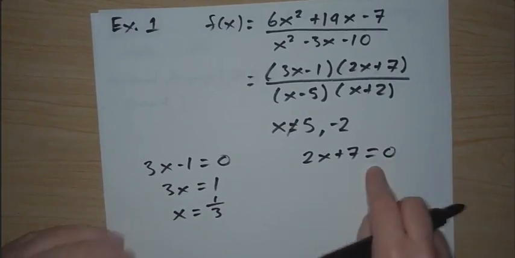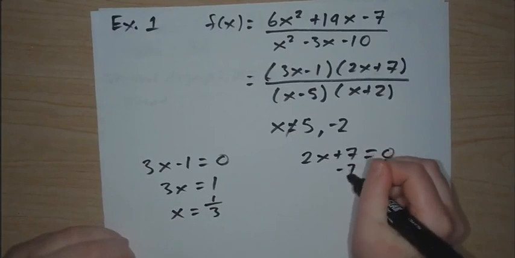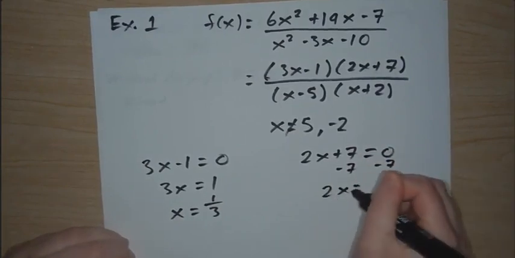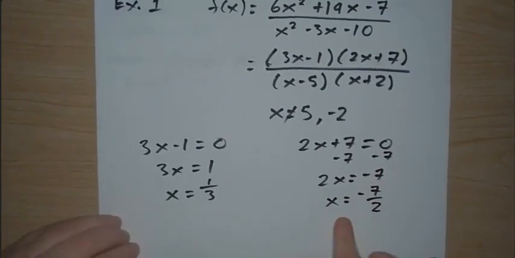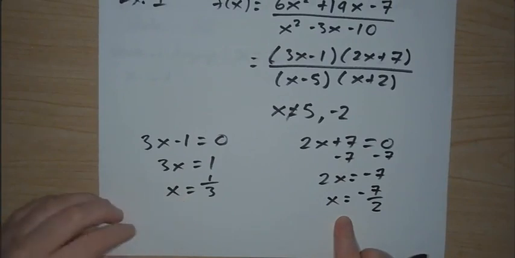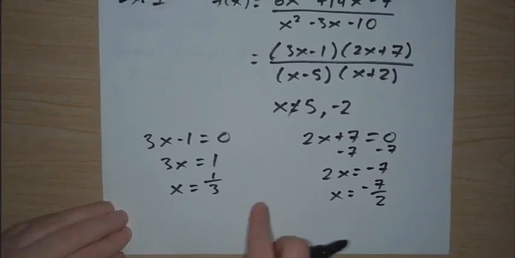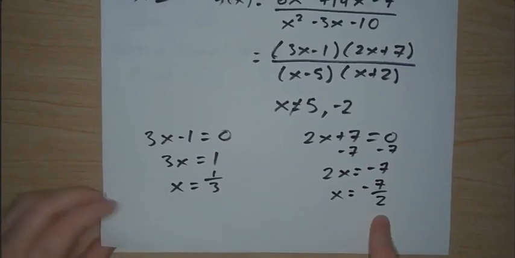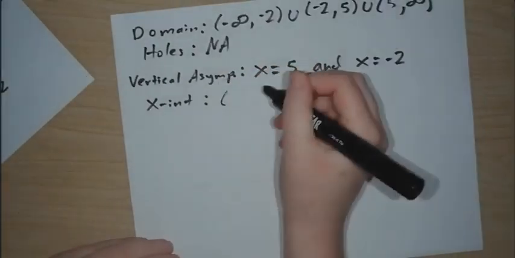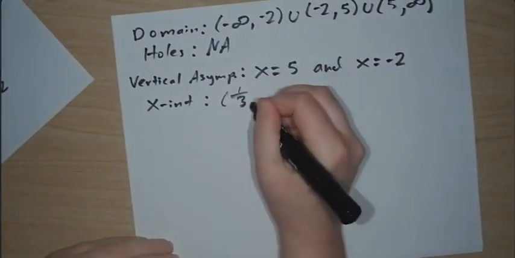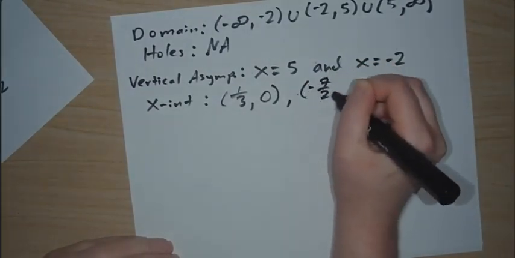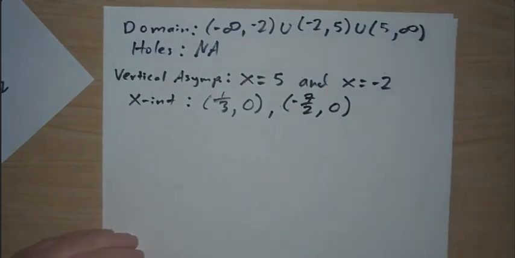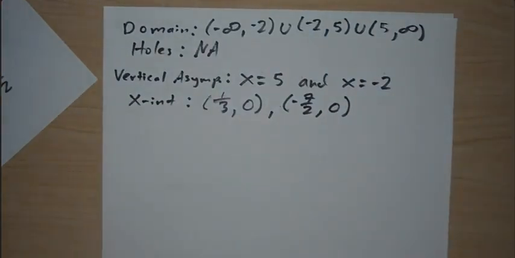And for our 2x plus 7, we subtract 7 on both sides. So you have 2x equals negative 7. x is equal to negative 7 over 2. So these are our x values where our x-intercepts are. Our x-intercepts are points, and since we know that our y value is 0, there are two x-intercepts: where we have the x value of 1/3 at the y value of 0, and negative 7/2 at the y value of 0. And we have successfully determined some attributes of that function.